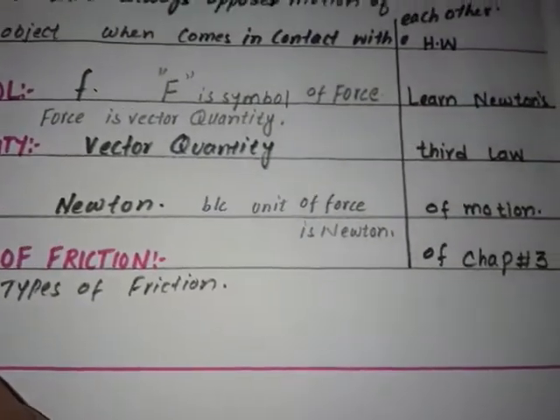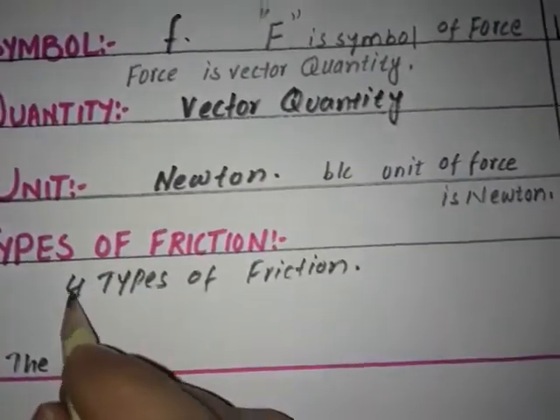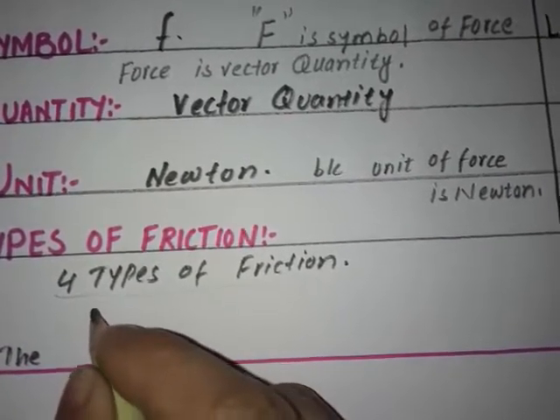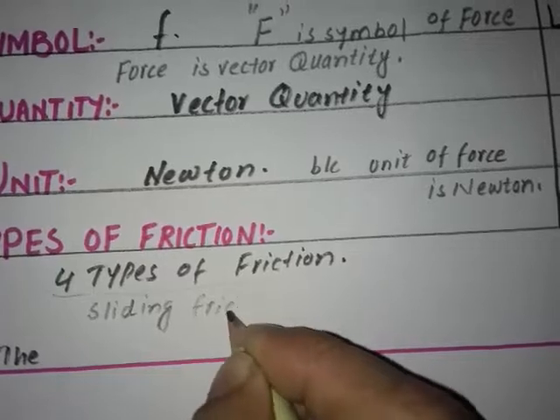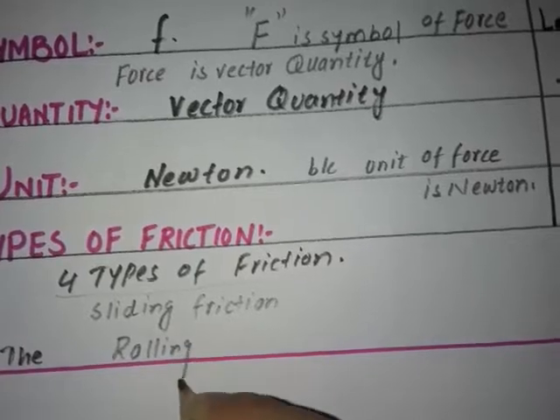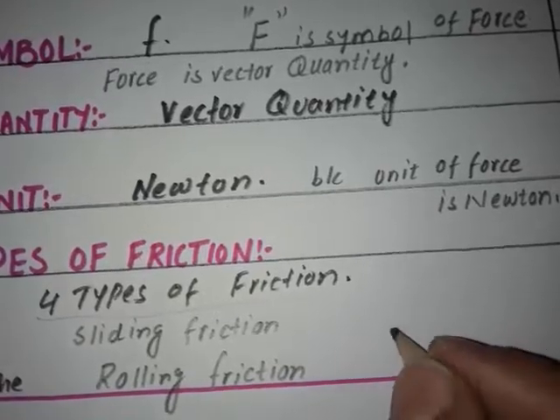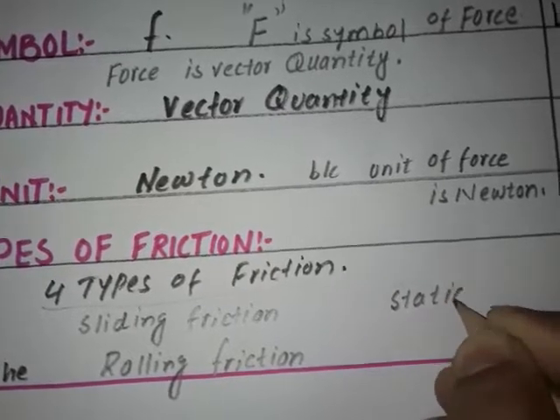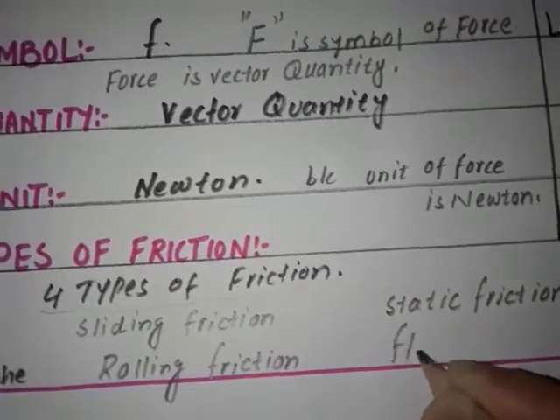Your today's homework is to learn Newton's third law of motion of chapter number 3. Coming back towards the topic, there are approximately 4 types of friction, that is sliding friction, rolling friction, static friction, and fluid friction.